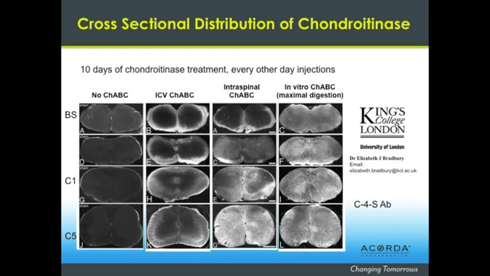And then the third column is digestion shown when you inject chondroitinase at C5. And what you see is that by the time you get to the brainstem, there's very little evidence of digestion except for around the rim, where presumably chondroitinase had leaked into the CSF.